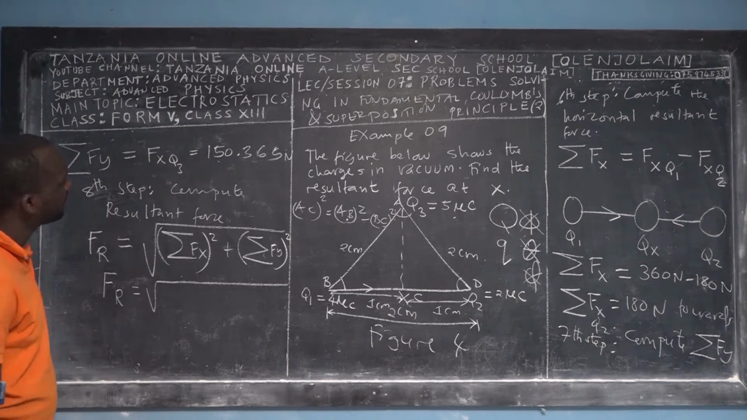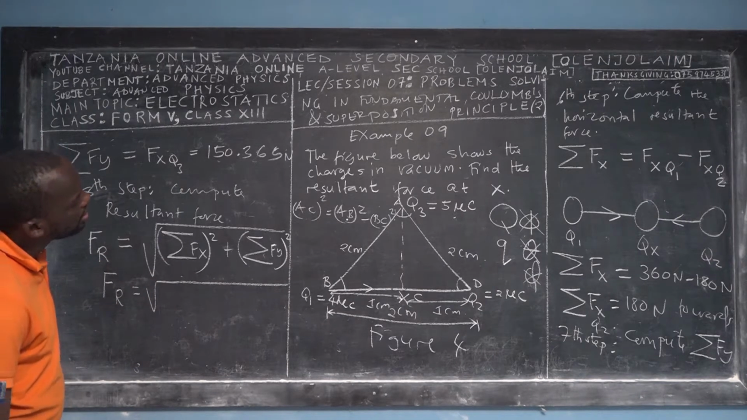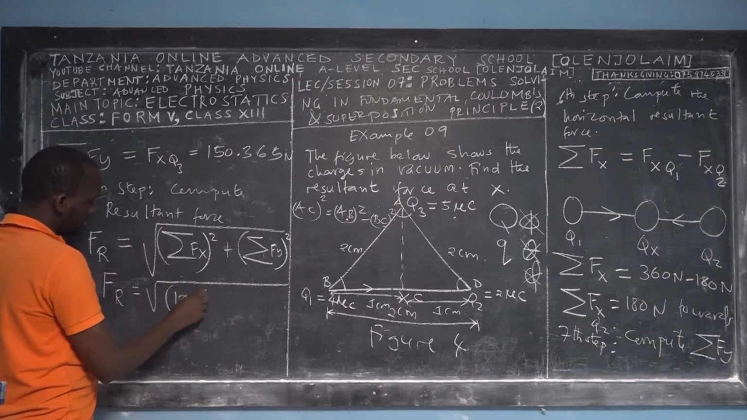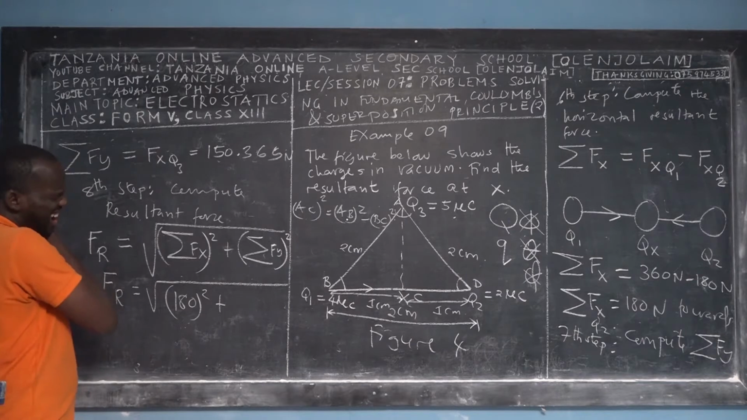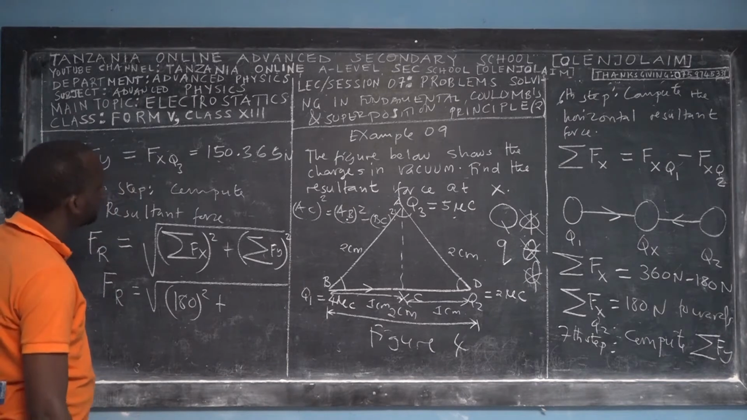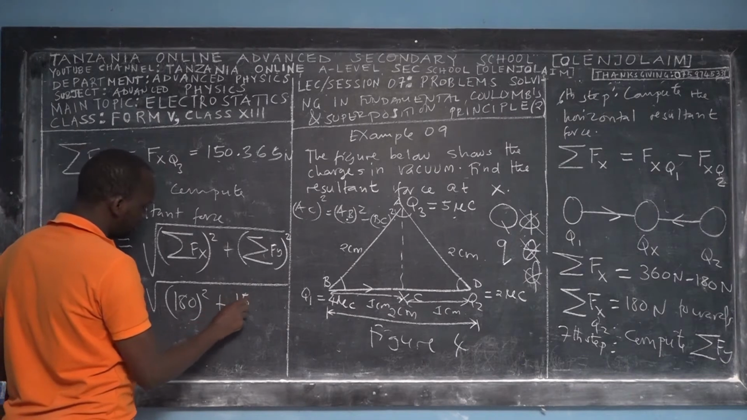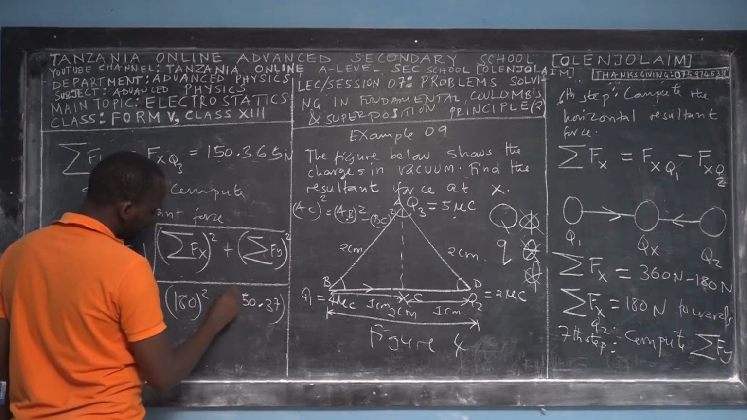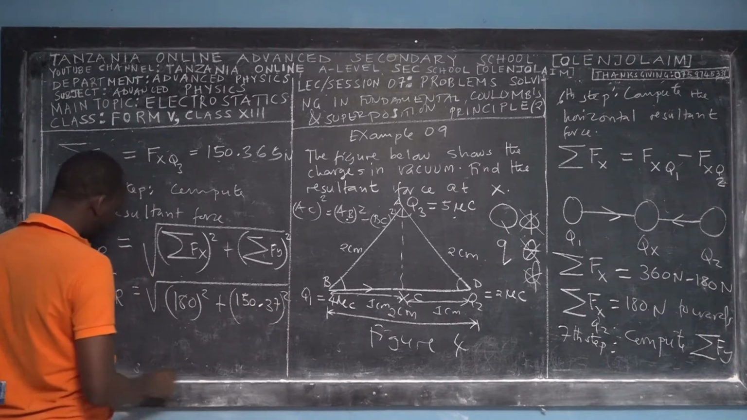And the sum of F of x is equal to what? 180. And then the sum of F of y is what? 150. The answer is 7. So give me the resultant force.